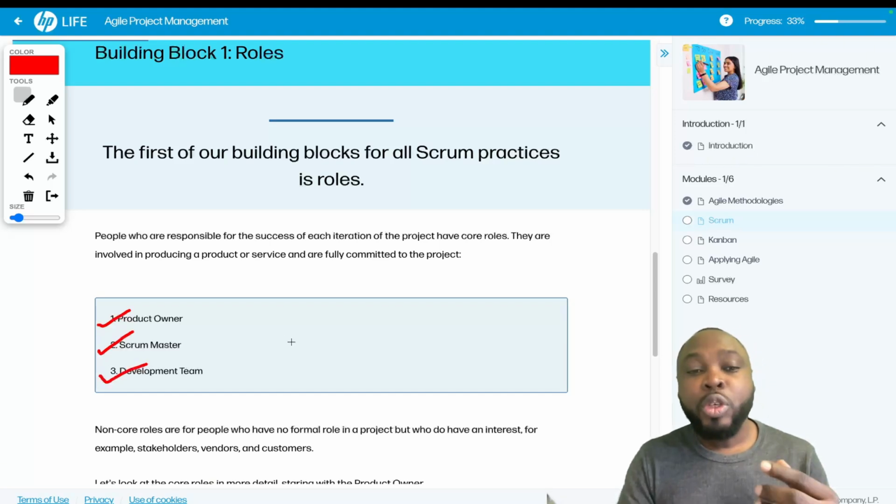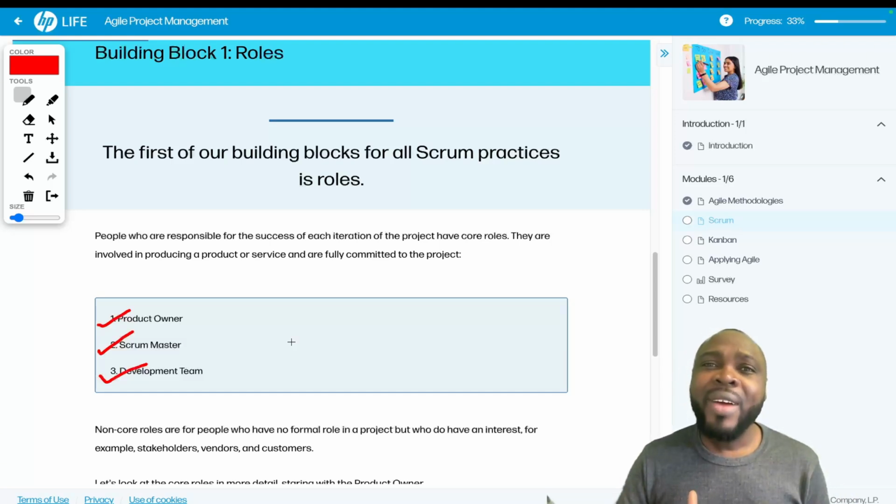We also have the non-core roles. These are people who are not part of the Scrum team, but they have an interest in the project. These are stakeholders. They could be internal or external stakeholders. These are the users or customers that will be using what is being built, or the vendors. So they are non-core role users who are not part of the Scrum team, but they have an interest in the project.